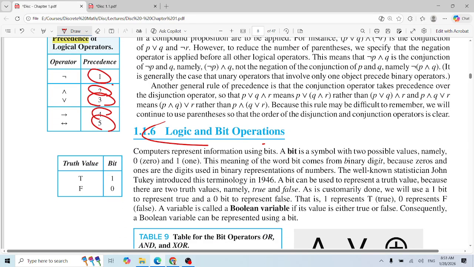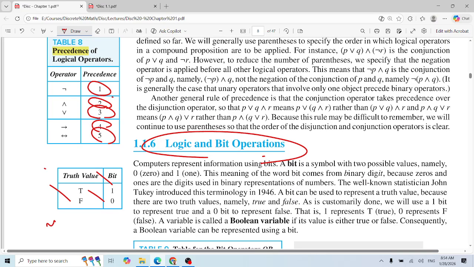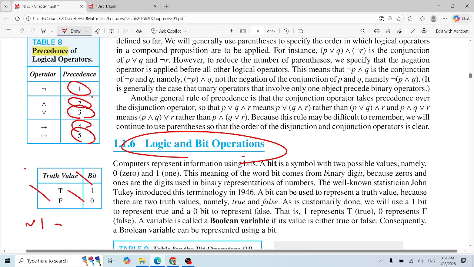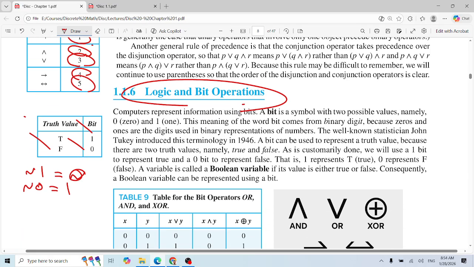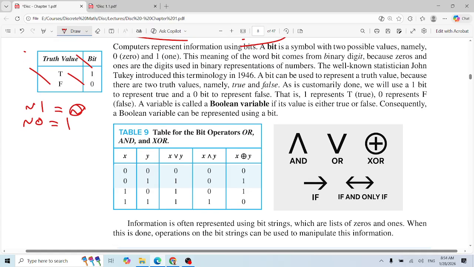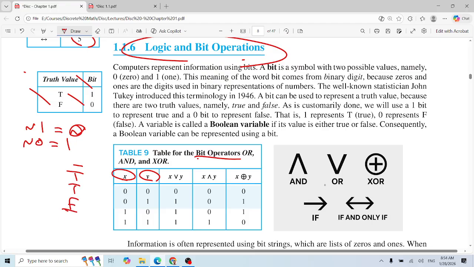How about if we change this to the computer language? We know true is 1, false is 0. How about negation of 1? You'll get 0. How about negation of 0? You say 1. Okay? As false and true. So what do we mean by bit operator? We mean instead of writing true, false, we are going to write 0 and 1. Instead of true, false, true, false, we write 0, 1, 0, 1.